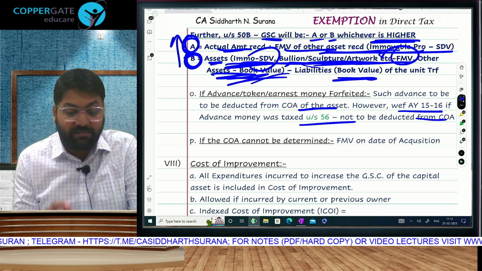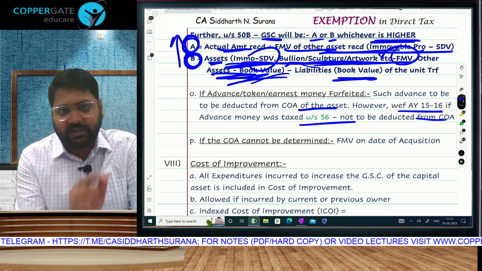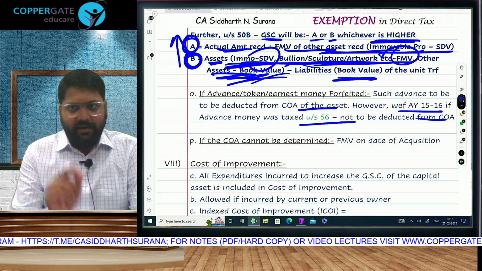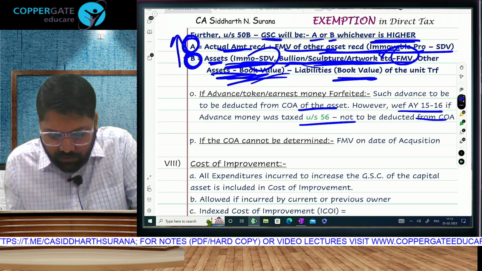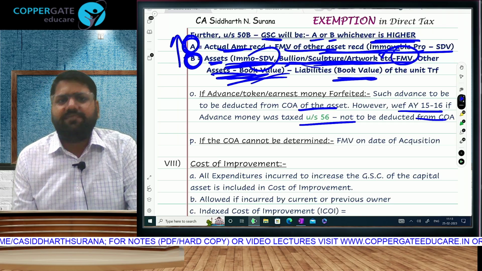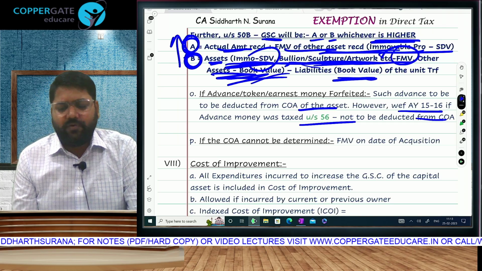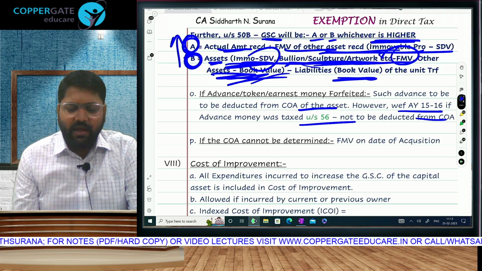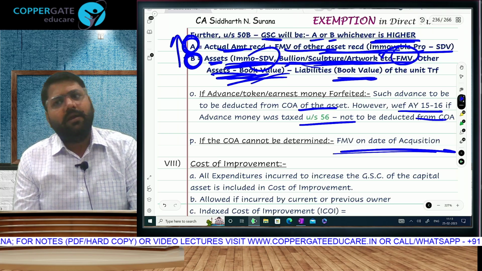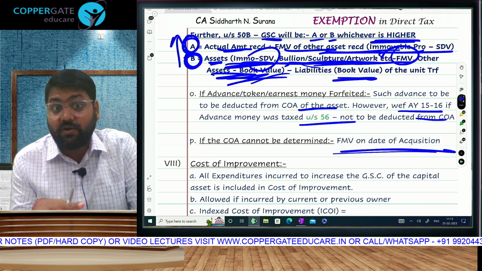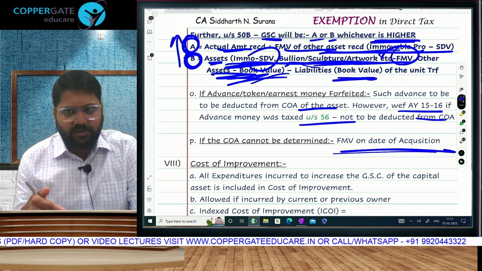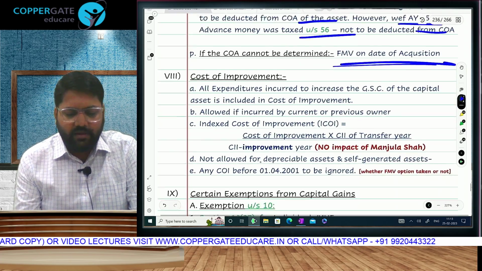But only if it is done by the current owner, because any forfeiture by the previous owner was going untaxed. And if the forfeiture was done by the current owner from 14-15 onwards, then it is already taxed under IFOS. You don't need to subtract it from COA again. And if the cost of acquisition cannot be determined, then you have to take the FMV on the date when you acquired, not when you transfer. If it is not possible to determine, then FMV on the date of acquisition.